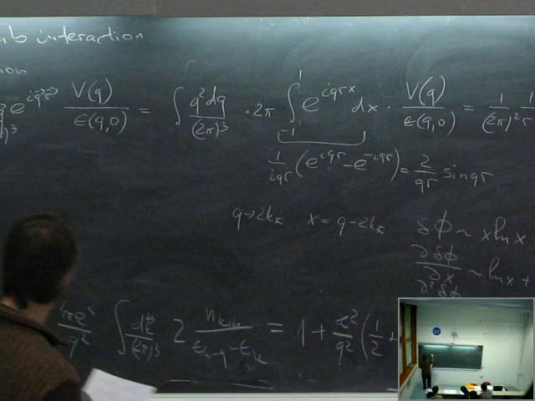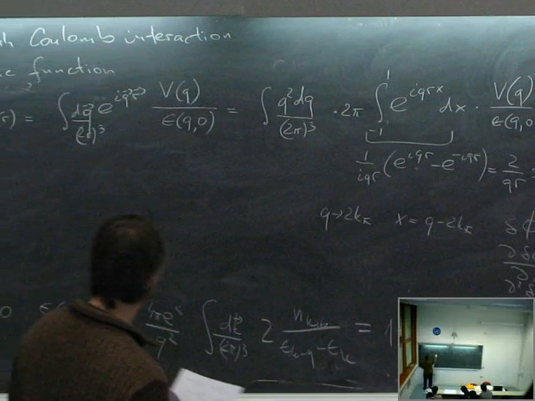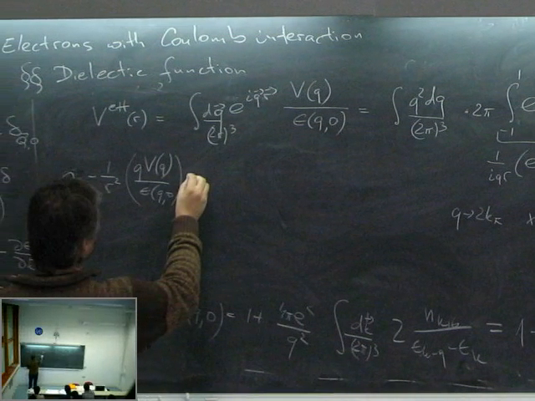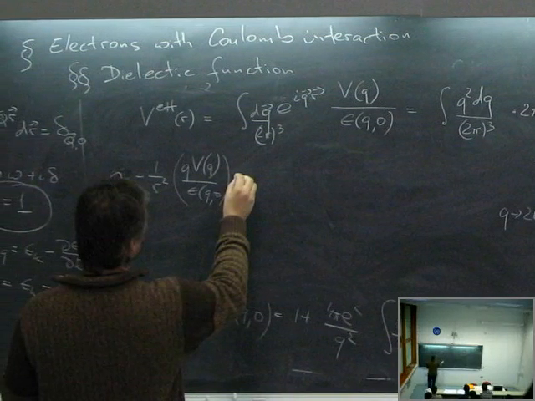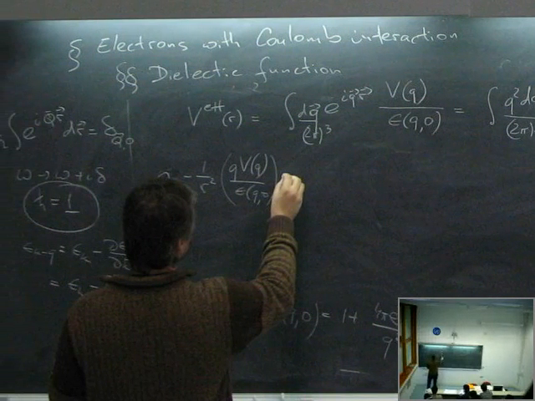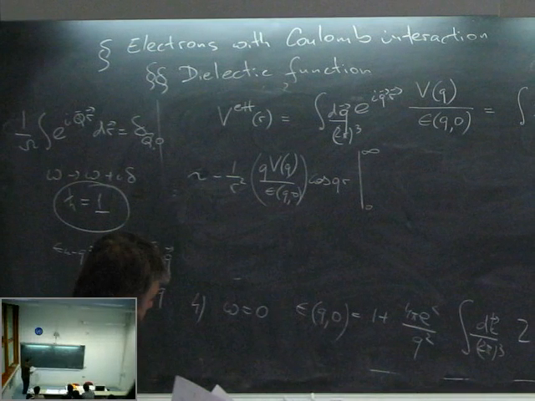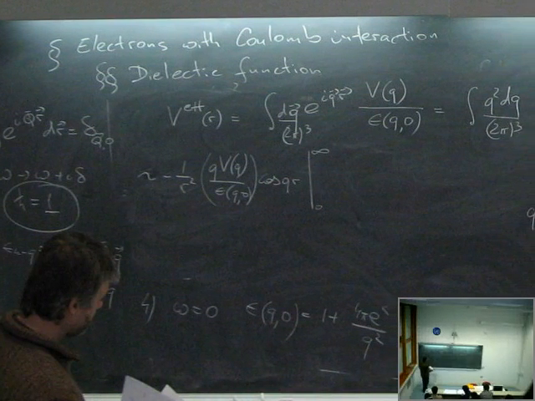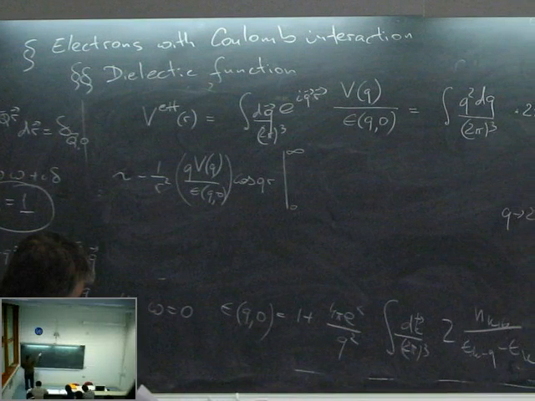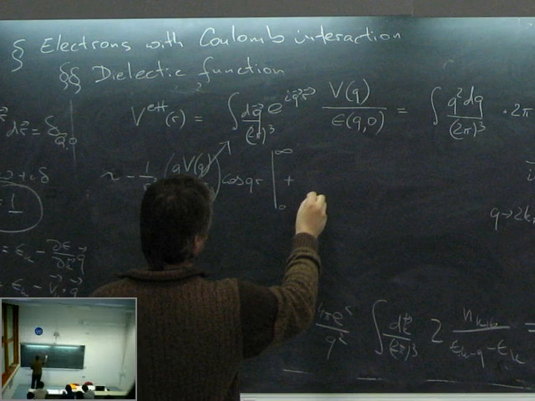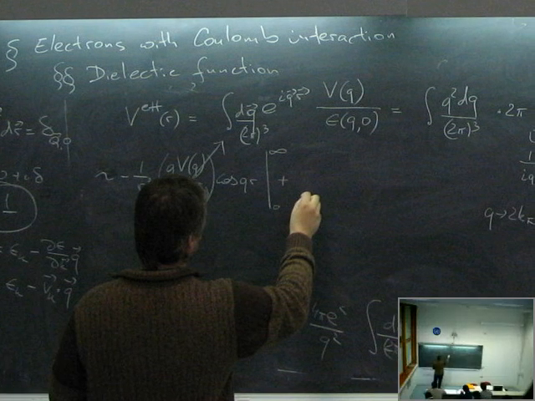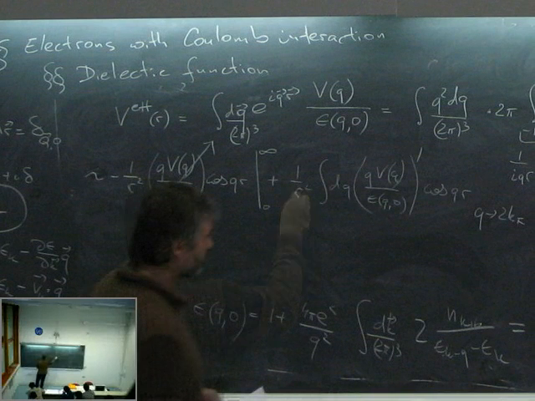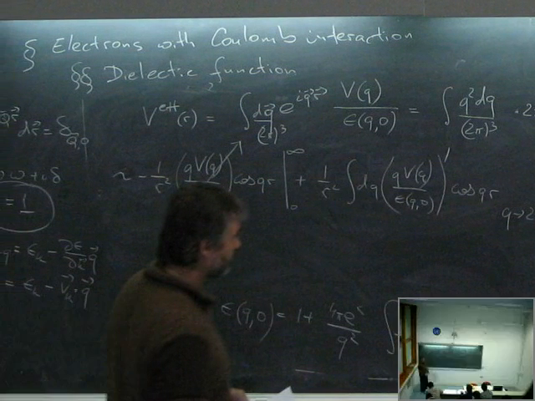First of all, I will write minus 1 over r squared q dq over epsilon mu 0 times cosine qr from 0 to infinity at q equal to 0 and q equal to infinity. But you see that in both limits, q equal to 0 or q equal to infinity, this term is 0. So then it's plus 1 over r squared integral over dq, q dq over epsilon mu 0 prime times cosine qr. This term remains. So then I will integrate it by parts again.